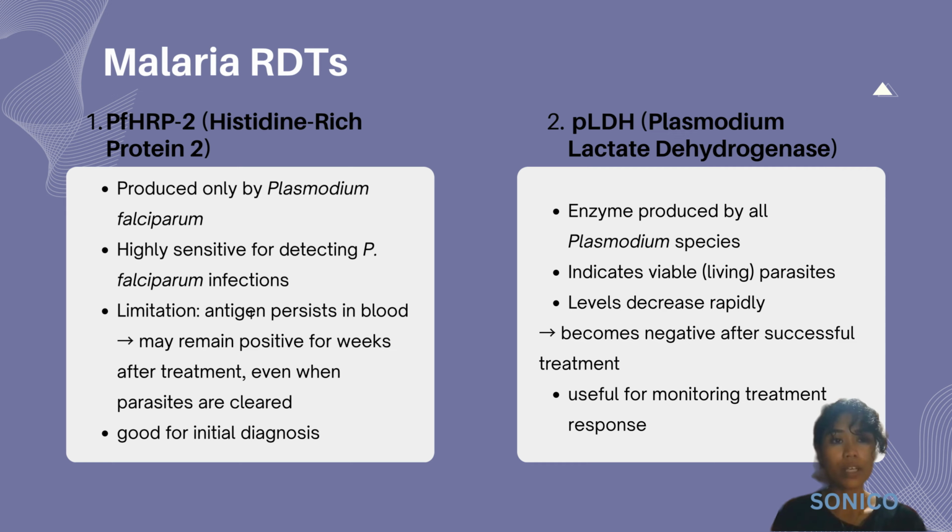The second one is the pLDH, or Plasmodium lactate dehydrogenase. This enzyme is produced by all species of Plasmodium and reflects active infections. Since it is only present when parasites are alive, once treatment is successful and parasites are cleared, pLDH levels drop quickly, making it useful for monitoring treatment response. Some modern RDTs combine both types to improve detection accuracy and species differentiation.